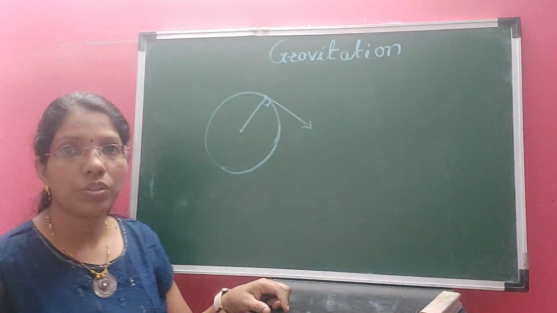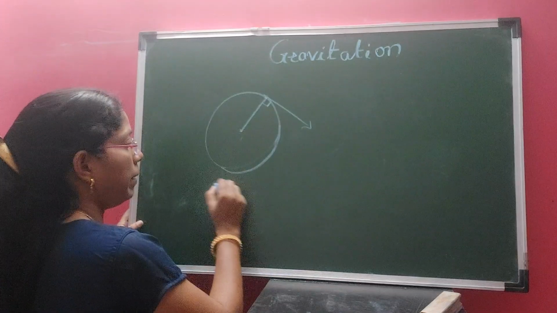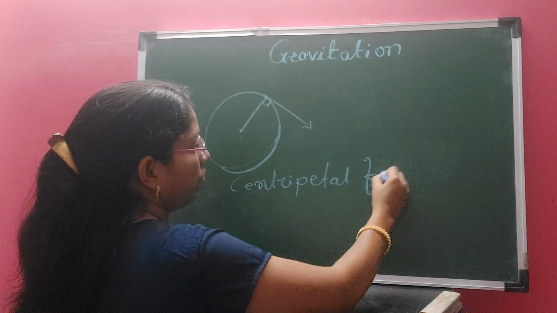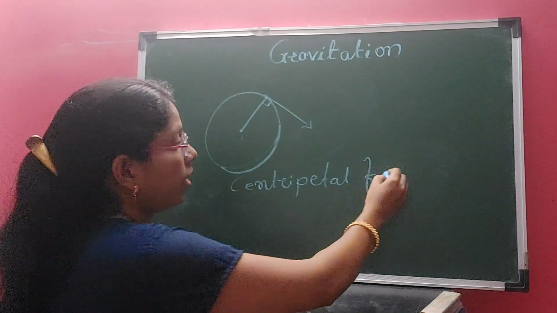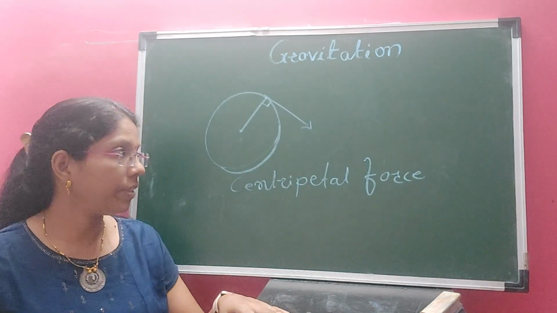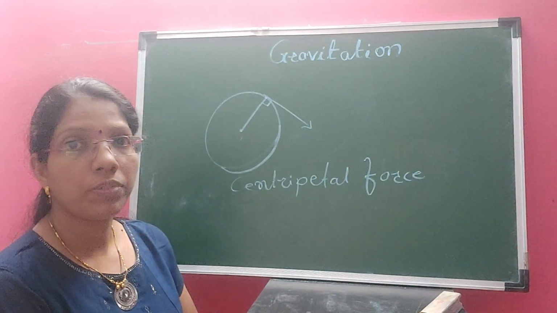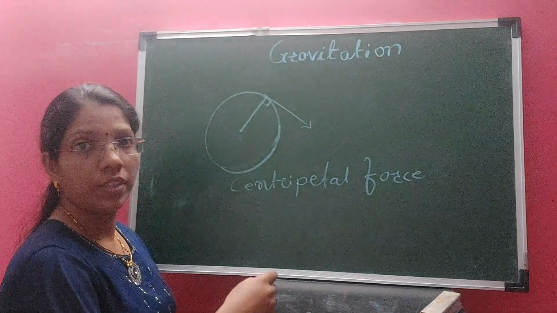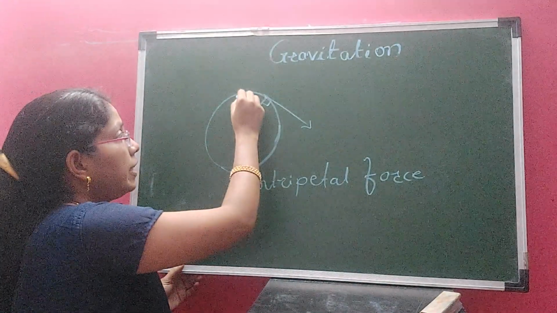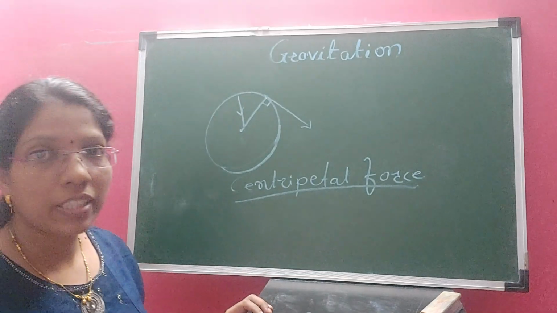This is circular motion. And during circular motion, one type of force acts on that object. That force is called centripetal force. Centripetal means seeking towards the center. The definition of centripetal force is: if an object is moving along a circular path, then the force acting on that object is directed towards the center of the circle, and that force is called centripetal force.